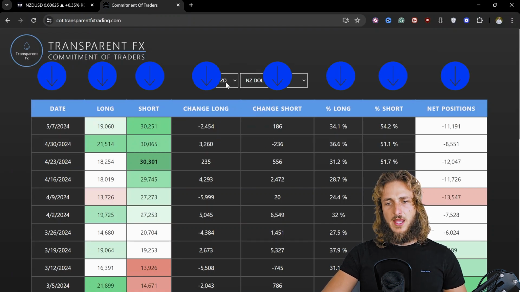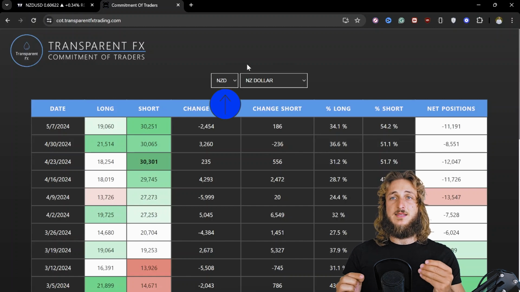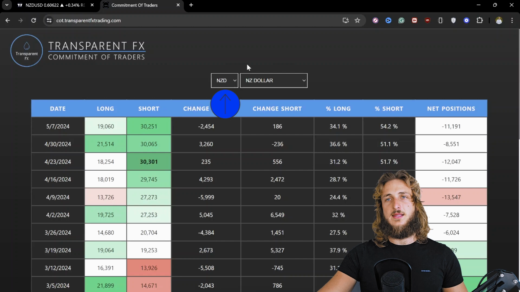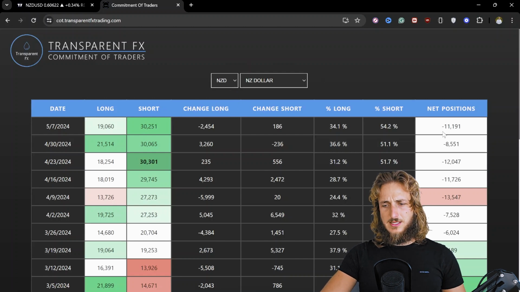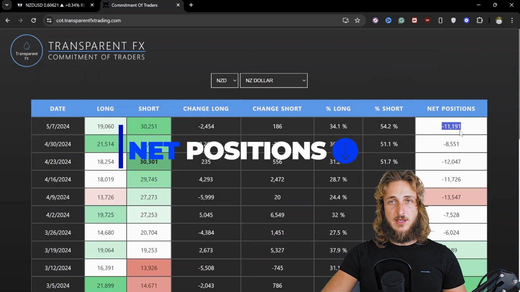Now, if we check the data for the NZD, we have to keep in mind that already we're looking at NZDUSD because all currencies on the spot are traded against the USD. And if we do that, what we can see is that in the long run, we went from having 10k to now minus 11k net positions.